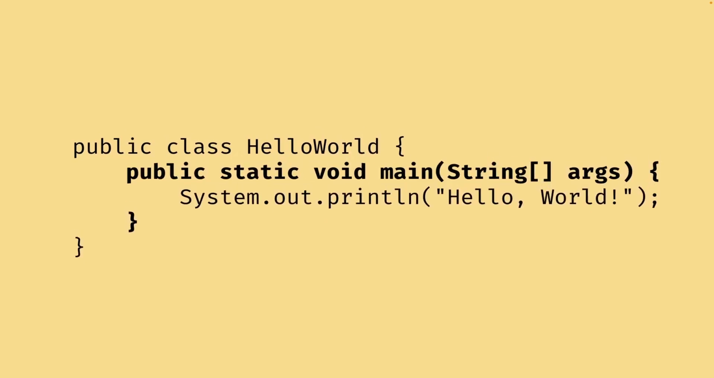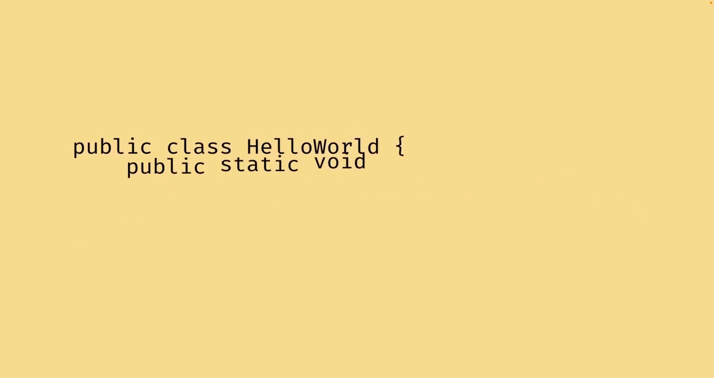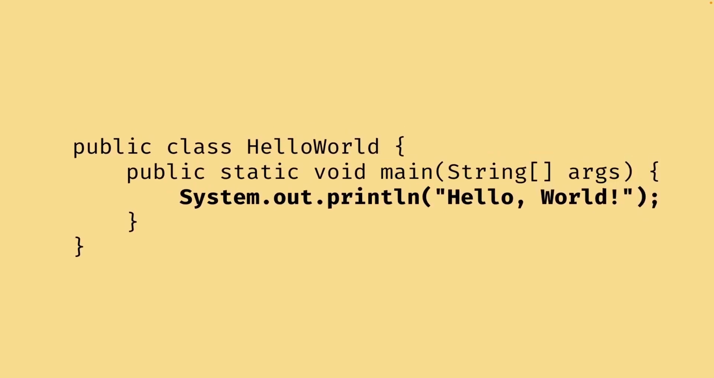The next line is the main method. Java programs start executing from this method with this particular name. And then finally, the body of our method. This line prints "Hello World" to the console.